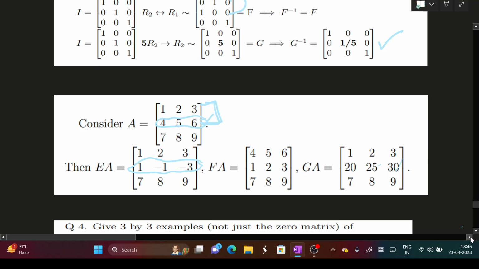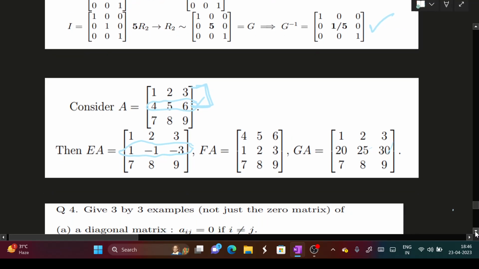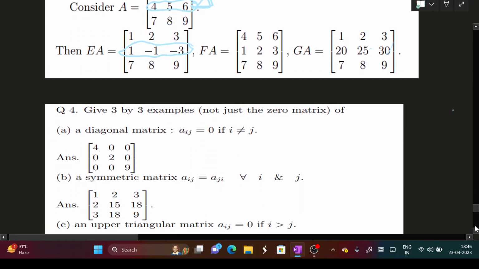These are some of the concepts that we have already discussed, but it is just a quick revision about elementary row operations. Next we will discuss the corresponding exercise problems of 1.4. Give 3 by 3 examples of a diagonal matrix. A diagonal matrix means it is a square matrix where all the non-diagonal elements are 0. Diagonal elements can be 0 or non-zero, no issue.